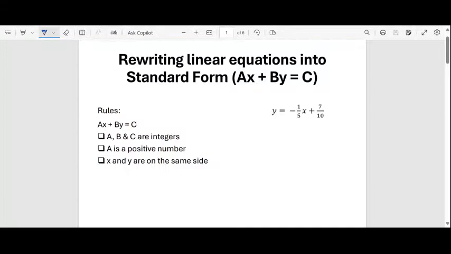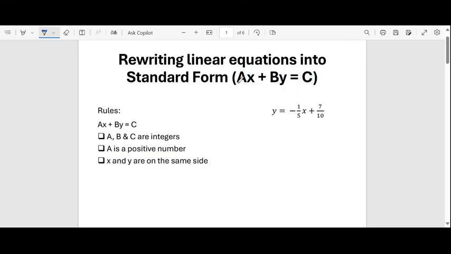This video covers rewriting linear equations into standard form. Standard form looks like this: ax plus by equals c, and there are three rules we need to keep in mind. A, b, and c all need to be integers. That means they need to be whole numbers.